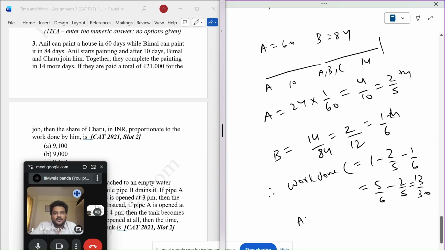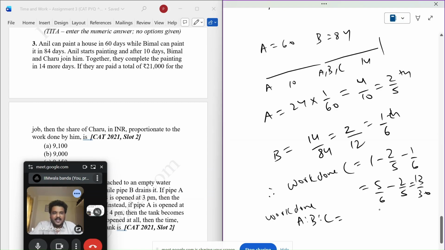Now I directly have the work done ratio, because the total amount of work done will be directly proportional to the money they get. But the number of days they take to complete the work will be inversely proportional. If you take more days, you will be paid less. That's why there's no need to calculate the exact number of days. We can now proceed with the ratios.